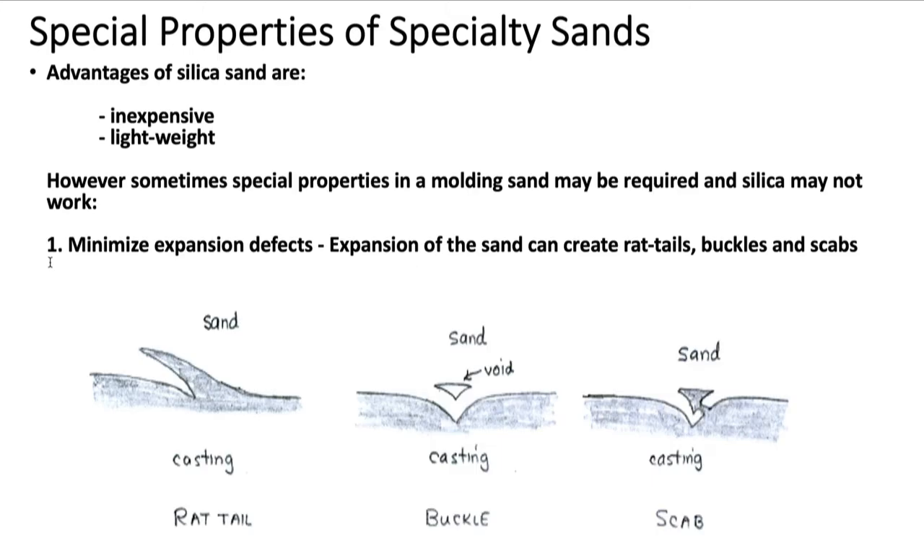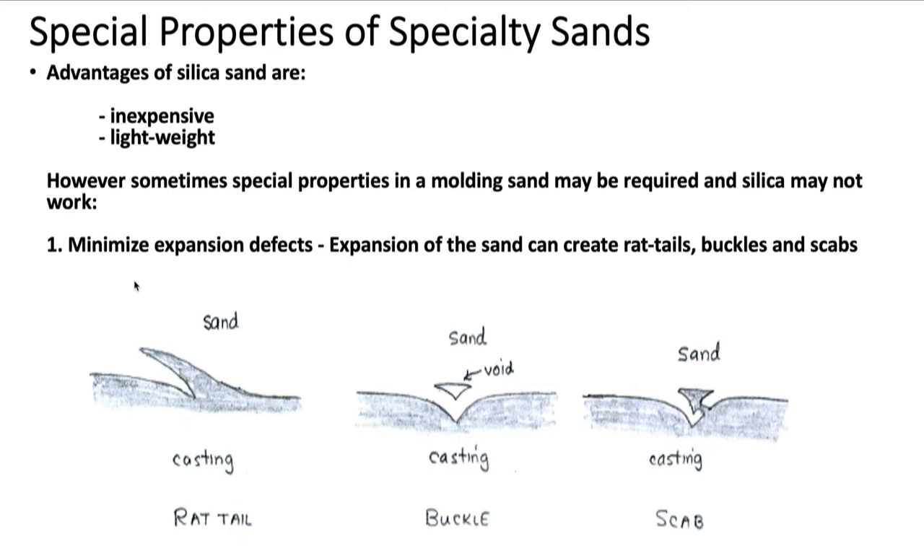What kind of defects can you get in green sand, or sometimes in coarse sand, but it's usually in green sand. So the silica is inexpensive and lightweight. Why would that be a problem? Well, remember that you're moving this sand all around the foundry, so your equipment is sized to be able to move it around the foundry. And so if you have really heavy sand, you may need different equipment to move it around. So we want to minimize these expansion defects.